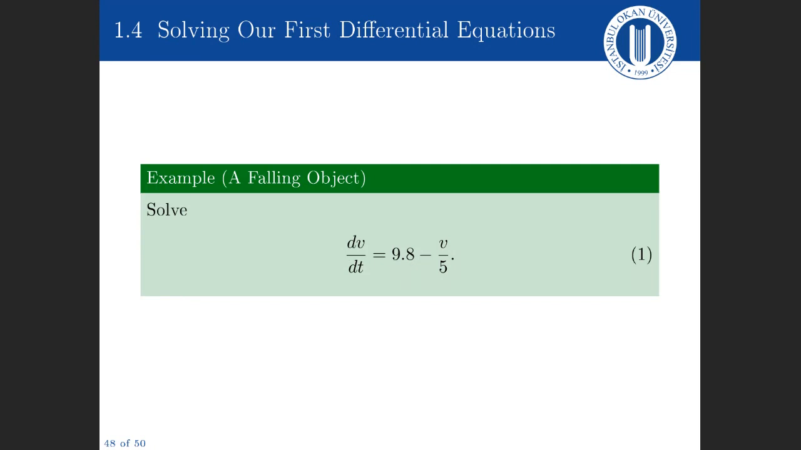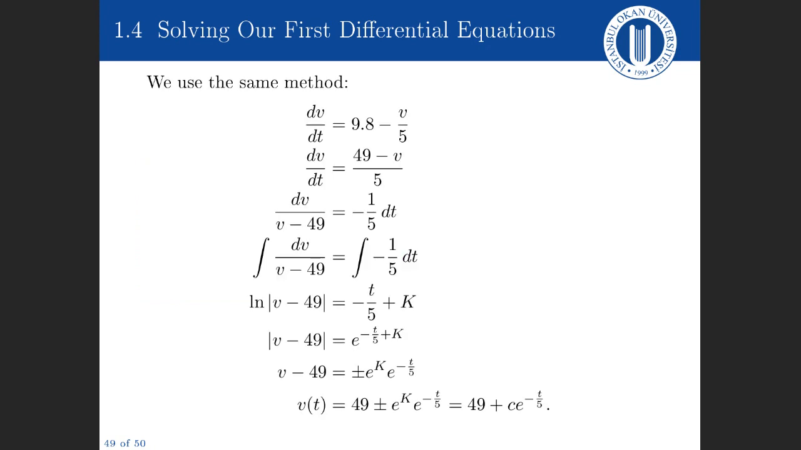And we can do the same thing for the falling object equation. Solve dv/dt is equal to 9.8 minus v over 5. Here's the method. This time I've written the whole method in one go. Let's go through this slowly. We're starting with dv/dt is equal to 9.8 minus v over 5.